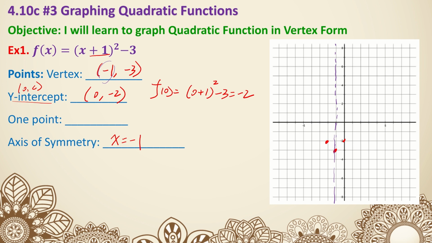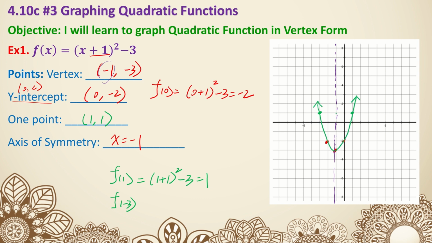And then, now we just need one extra point. These 2 points are both 1 away horizontally from the vertex, so we can just go 2 away. So you can either find f of 1 or you can find f of -3. They would actually give you the same value. 1 plus 1 squared, which is 2 squared, which is 4, minus 3, that's a 1. So the one extra point we can have is 1, 1. That's 2 away from the x-symmetry reflected over. We got our 5th point, and then we can just connect all of these 5 points, and that's our problem.